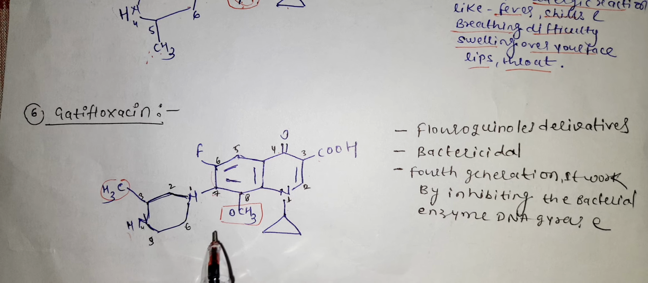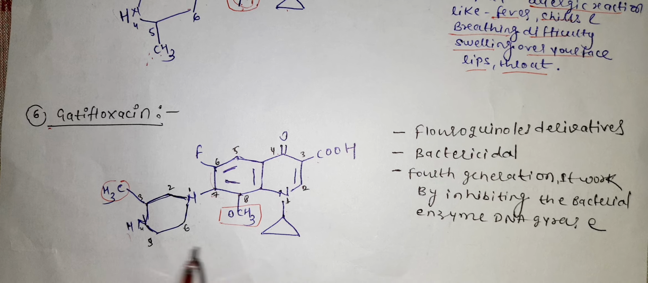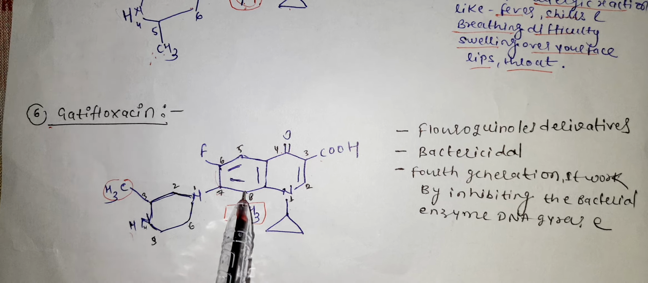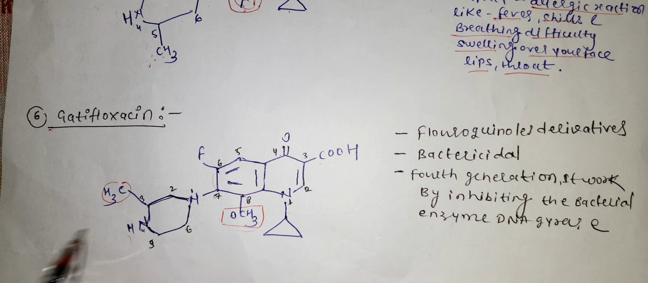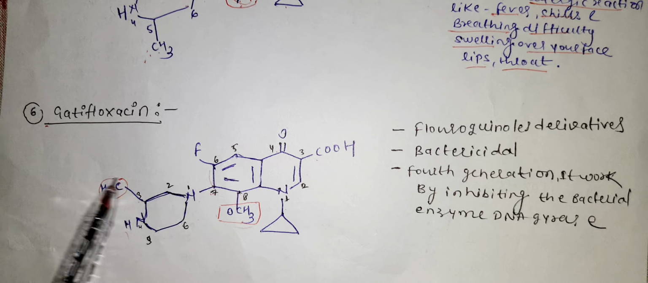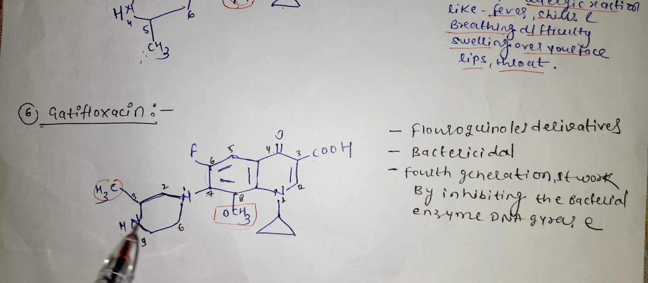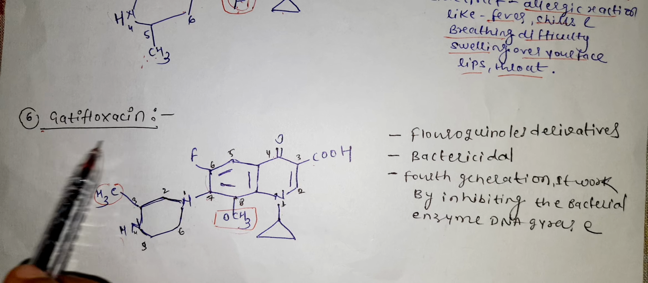So the structures of ciprofloxacin and gatifloxacin differ in that position number 8 is substituted by a methoxy group, and position number 3 of piperazine is substituted by a methyl group. So this is the basic difference between the structures of ciprofloxacin and gatifloxacin.